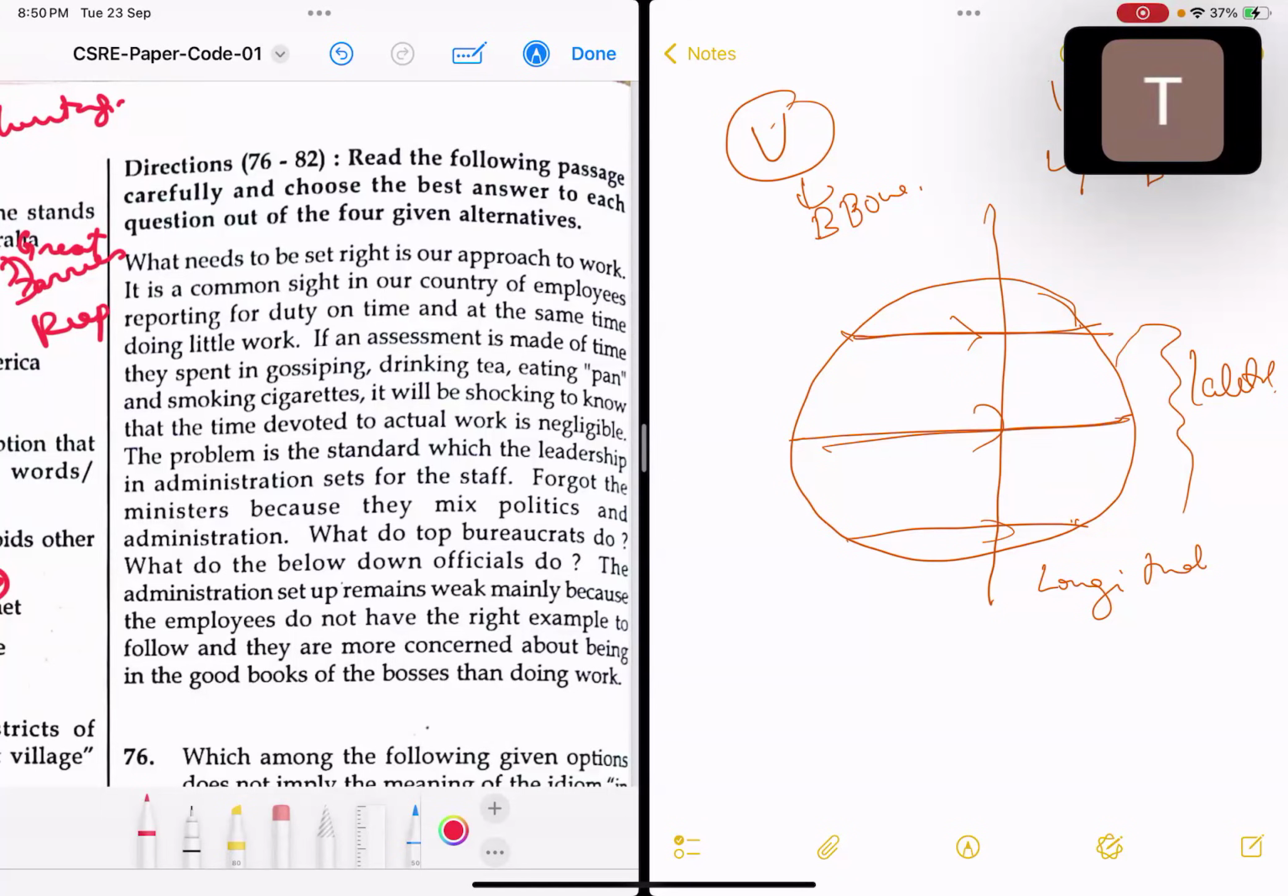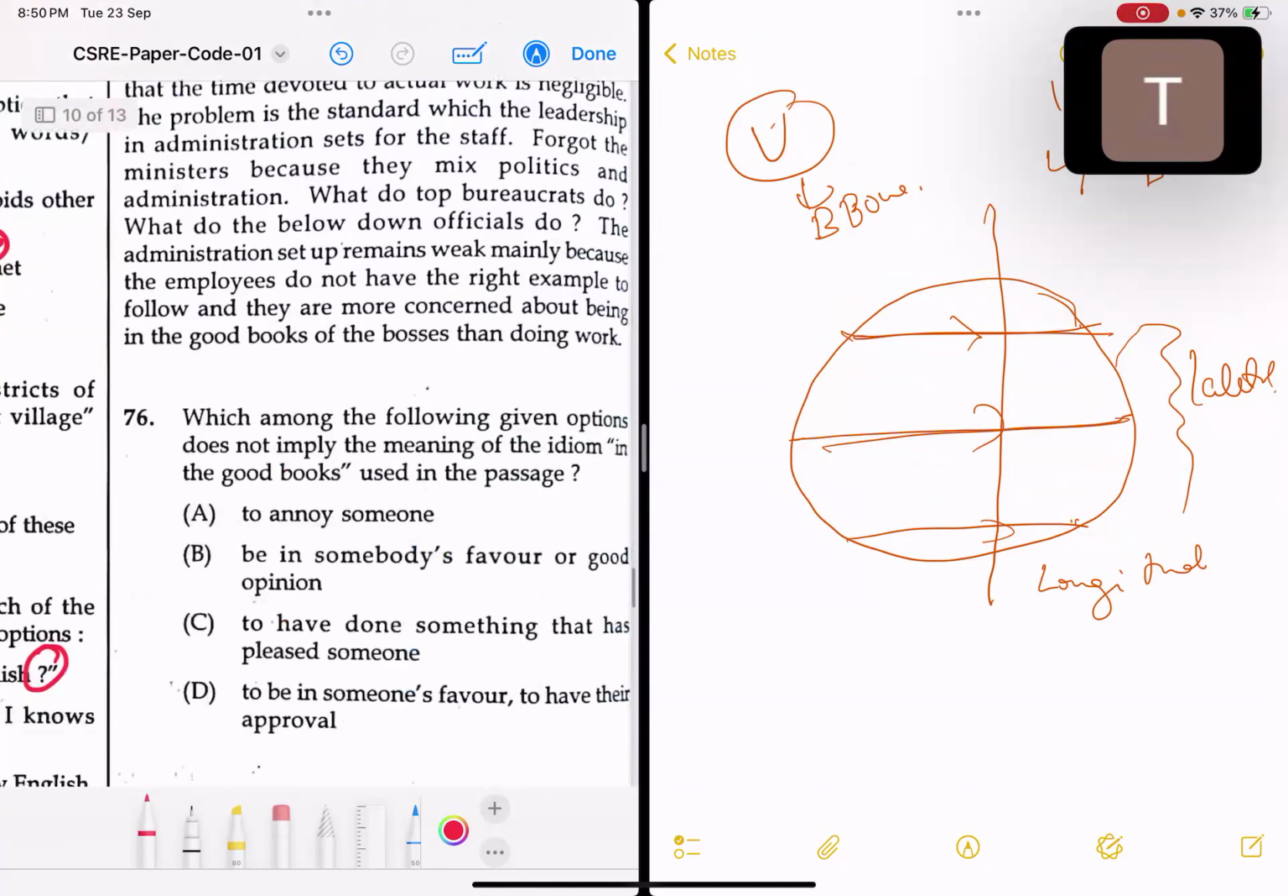The problem is the standard which the leadership in administration sets for itself. For the staff, forget the ministers because they mix politics and administration. What do top bureaucrats do? What do the lower officials do? The administration setup remains weak mainly because the employees do not have the right example to follow, and they are more concerned about being in the good books of the bosses than doing work.